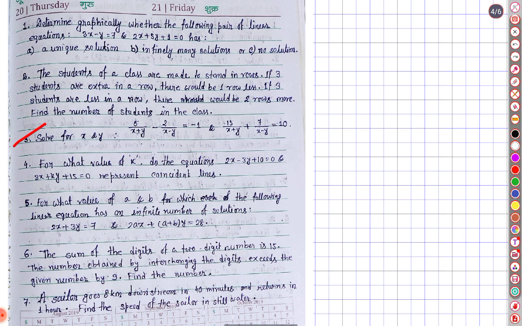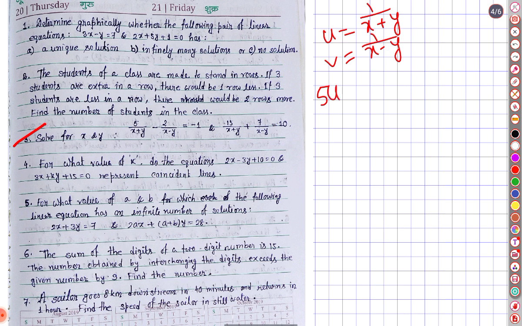Question number 3. Here you can see the denominators x plus y and x minus y. I'm just showing you the initial step. In cases like this, you assume that u is equal to 1 upon x plus y and v is equal to 1 upon x minus y.